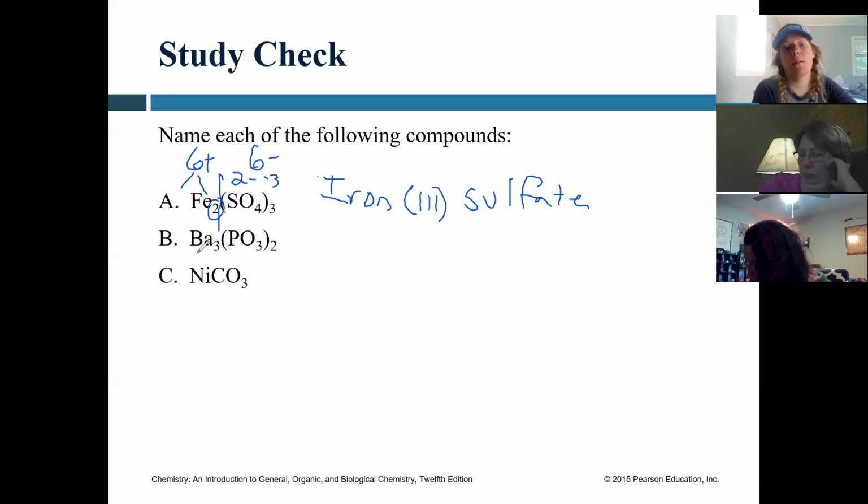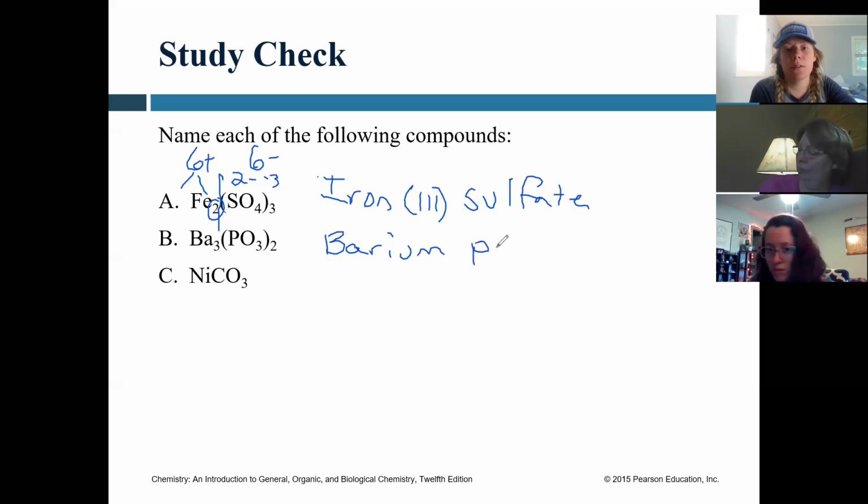This next one here, metal and a polyatomic ion, that thing's barium. Always has a predictable charge of 2+, so we don't need to say it. And then this thing is phosphite. It's got the 3 instead of the 4.